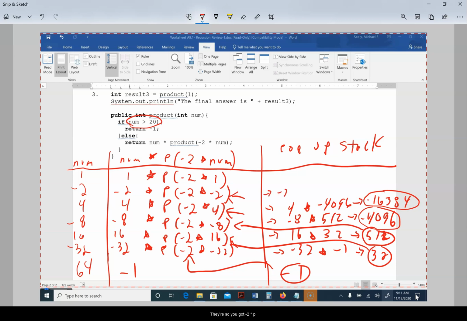So you got -2 times p, whoops. It's not -2 times p, it's -2 times the -16,384, and that is a positive 32,768. Finally, that gets passed into here, and you get 1 times 32,768, and 32,768 is your final answer.